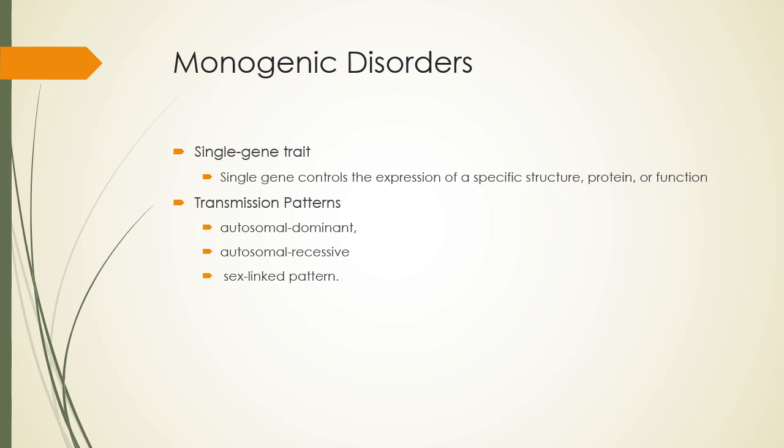So again, cystic fibrosis is part of the monogenic disorders. Monogenic disorders can be described as single gene trait disorders, and a single gene controls the expression of a specific structure, protein, or function. The transmission patterns listed here are autosomal dominant, autosomal recessive, and sex-linked. However, cystic fibrosis is, of course, autosomal recessive.